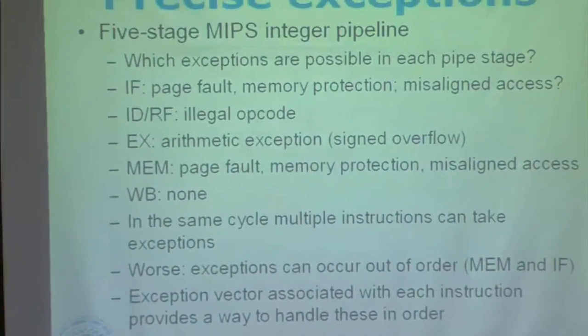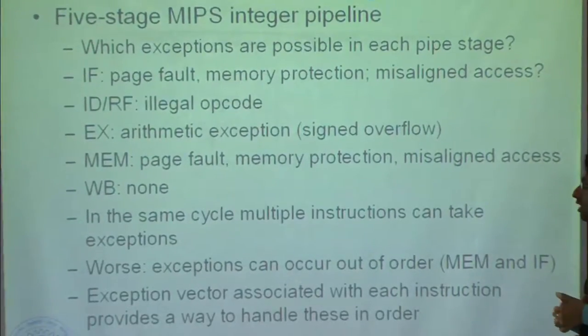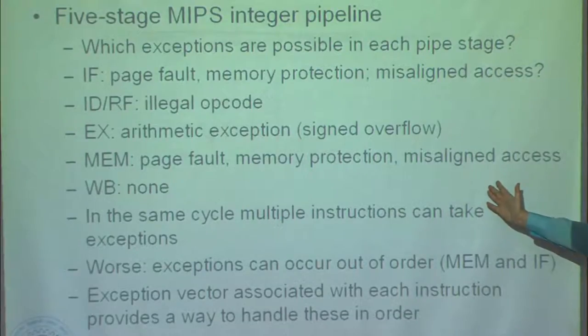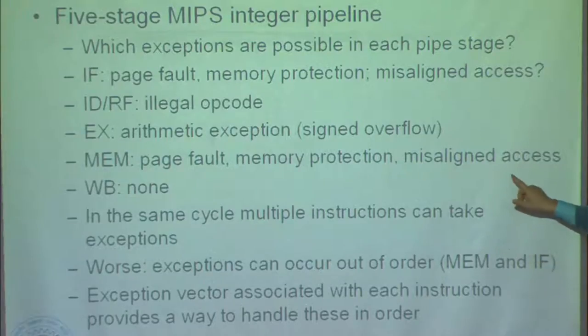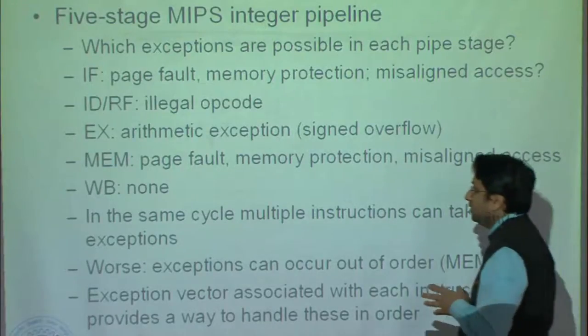Fourth stage can have page faults, memory protection, and misaligned accesses. Again, this MIPS compiler is actually very careful about this. So legitimate load store operations will never have misaligned addresses, except for those LWL, LWR, SWL, SWR. So this can again happen because of execution along misdirected paths. We'll start using wrong addresses and we'll start doing wrong things. Write back stage doesn't have any exception.